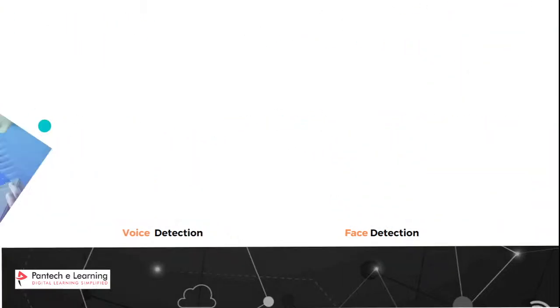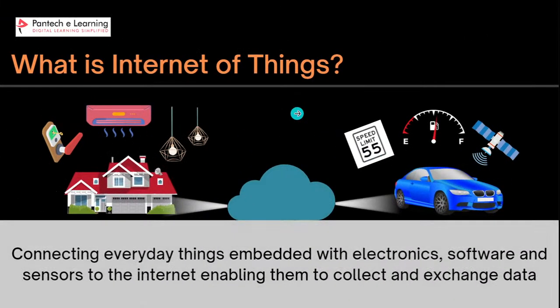Now let's see what is IoT. See, it is connecting everyday things embedded with electronics, software and sensors to the internet, enabling them to collect and exchange data. We can connect everyday things which are embedded with electronics, software or sensors to the internet. And this in turn enables us to connect as well as exchange data between these things. Now when I say things, it can be anything and everything.